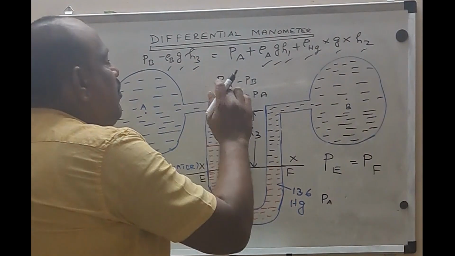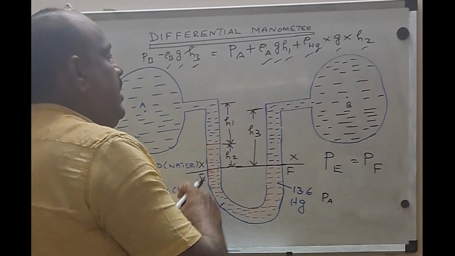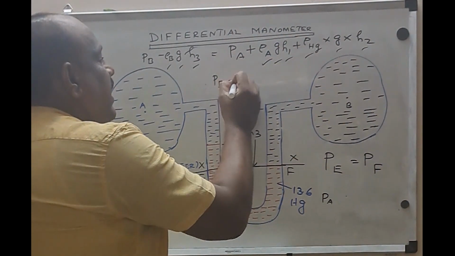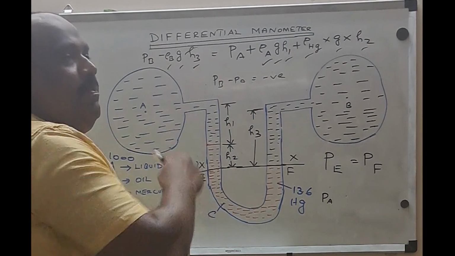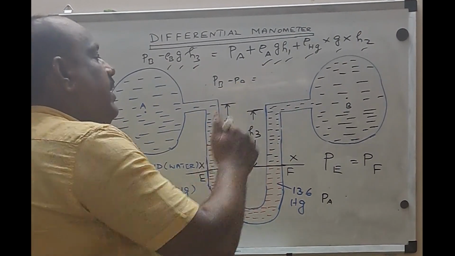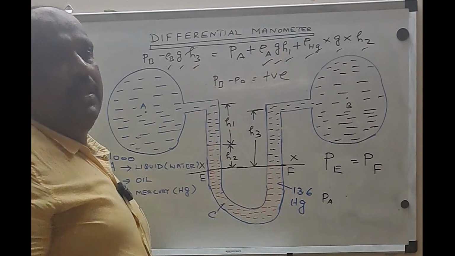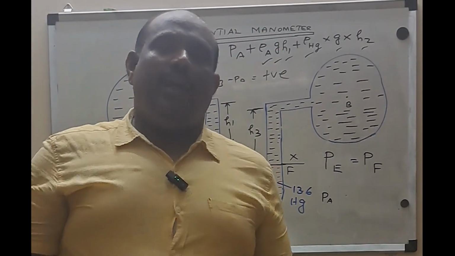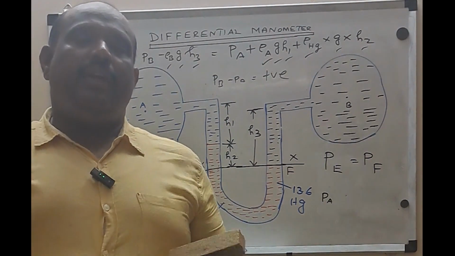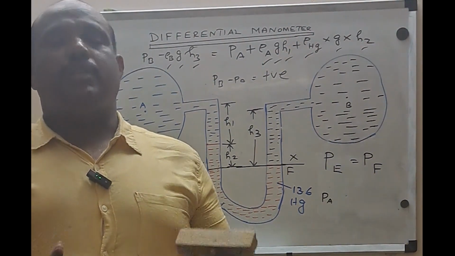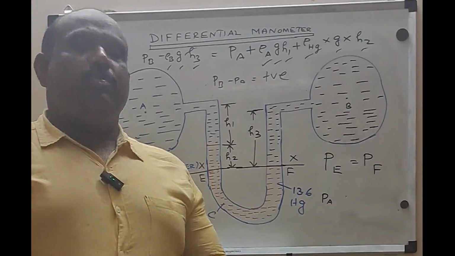For example, in this equation, I am trying to find PB minus PA. If it's negative, what does it mean? PA has higher pressure than PB. If the value comes out positive, what is the meaning? The pressure of B is more than the pressure of A. We can't tell beforehand whether the pressure of B is more than A or A is more than B. According to the answer, if it comes as positive, whatever condition you have taken is correct, which means the pressure of B is more than the pressure of A.